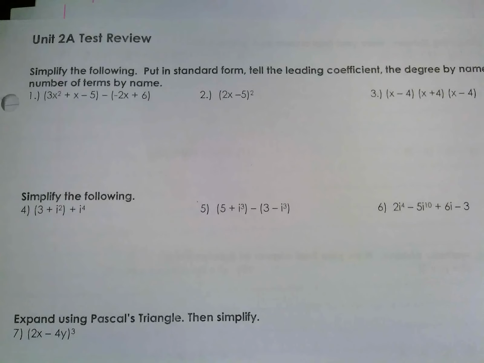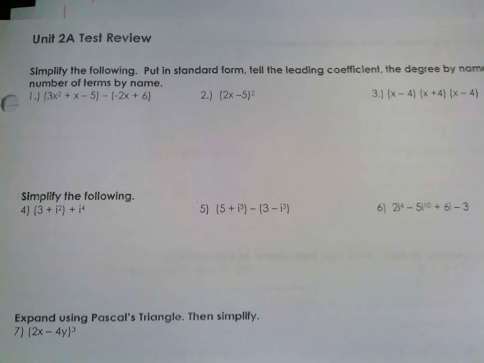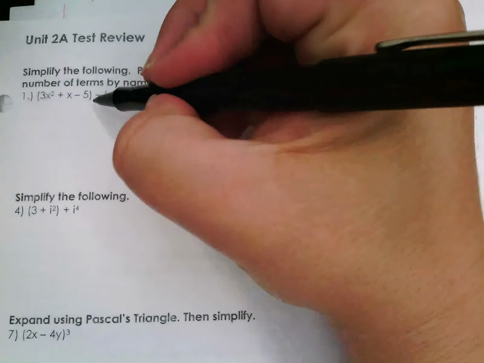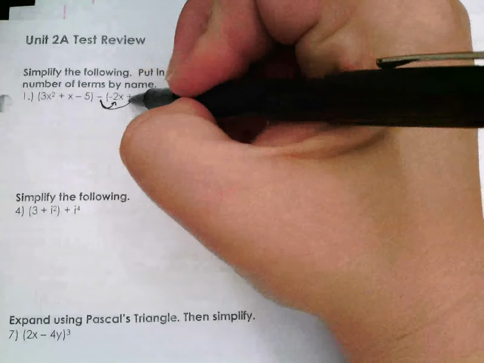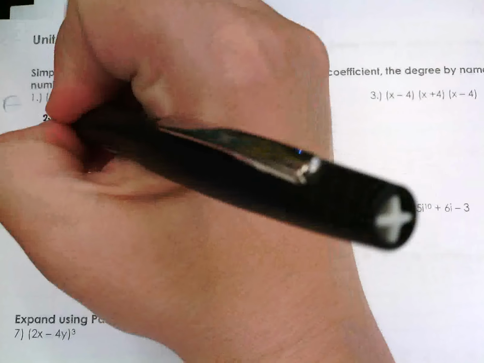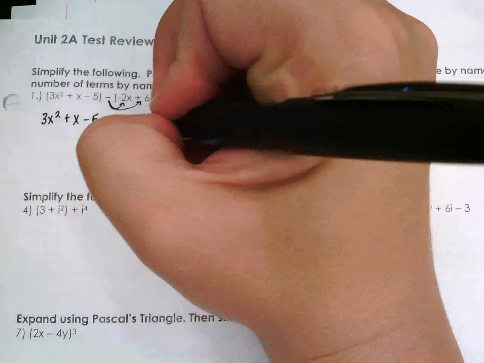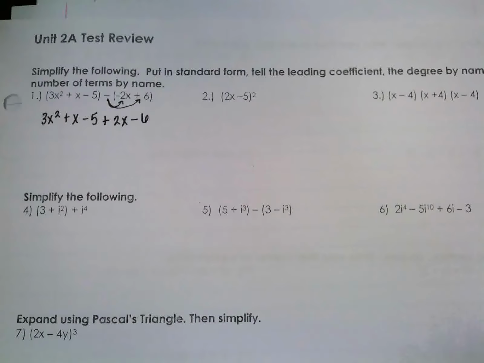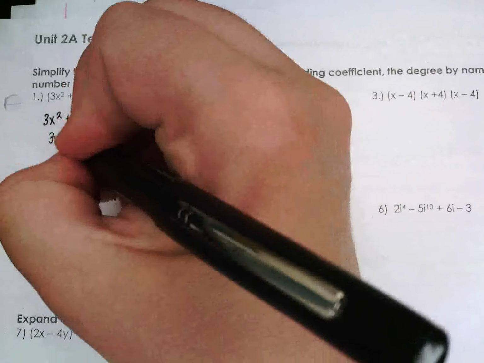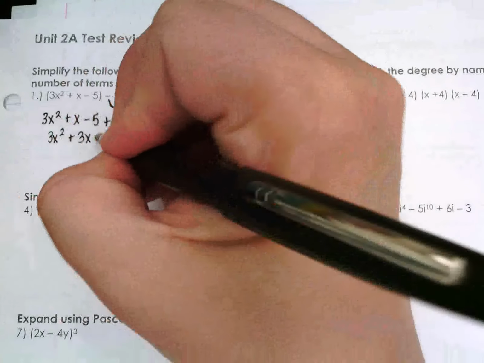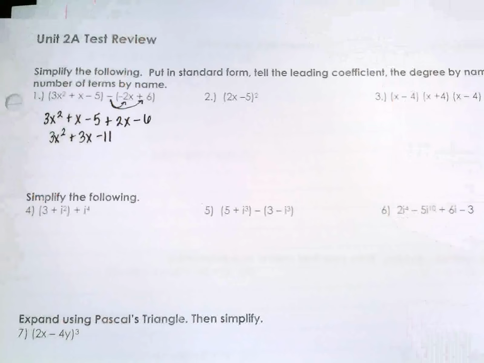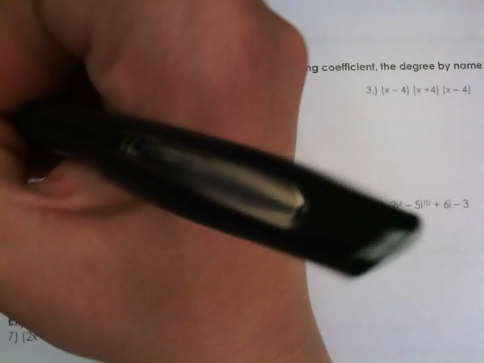Alright, so starting with number 1, this is just an add like terms, and then it wants us to put it in standard form, give the leading coefficient, the degree by name, and the number of terms by name. So because I see this minus sign here, we're going to go ahead and distribute that negative, and we've got 3x squared plus x minus 5 plus 2x minus 6. Now we want to add those like terms, so I've got 3x squared plus 3x minus 11. Alright, now that I've combined the like terms, it is in standard form.